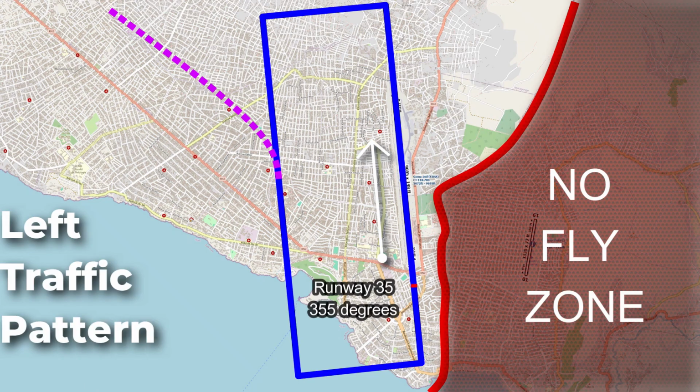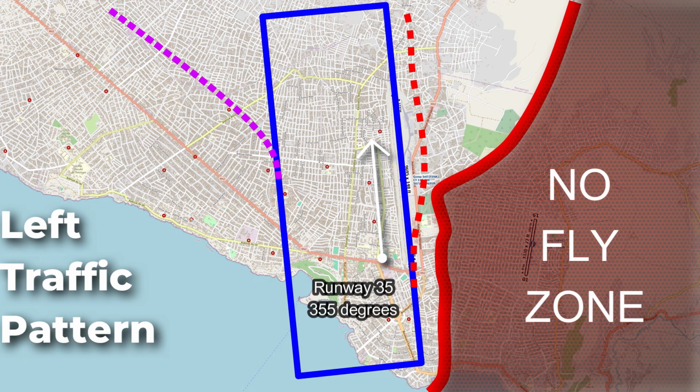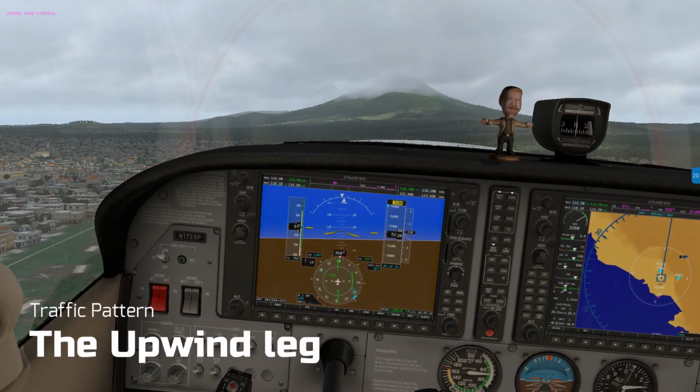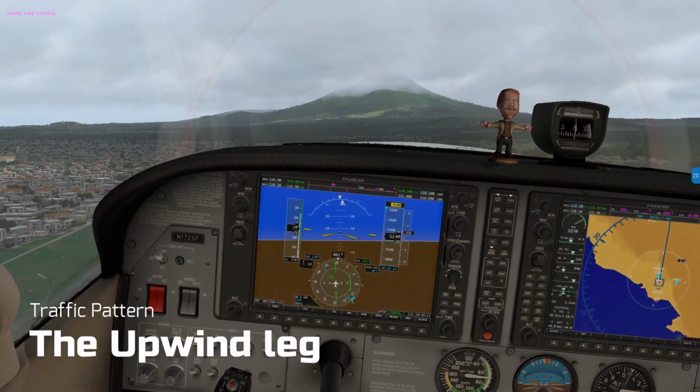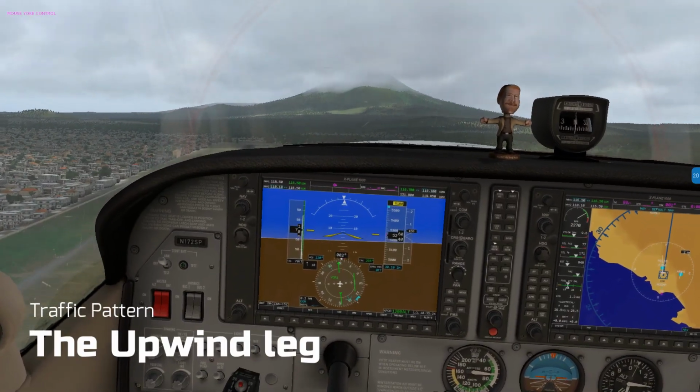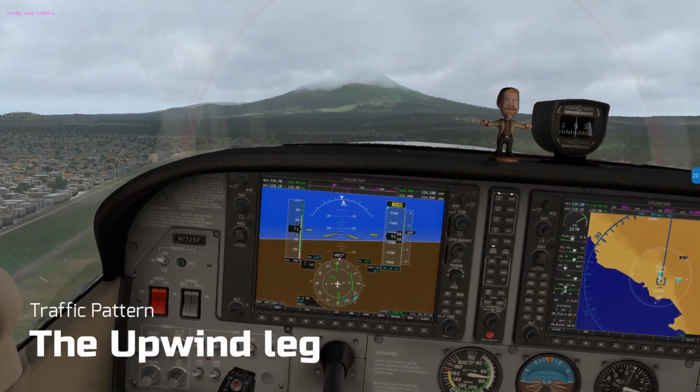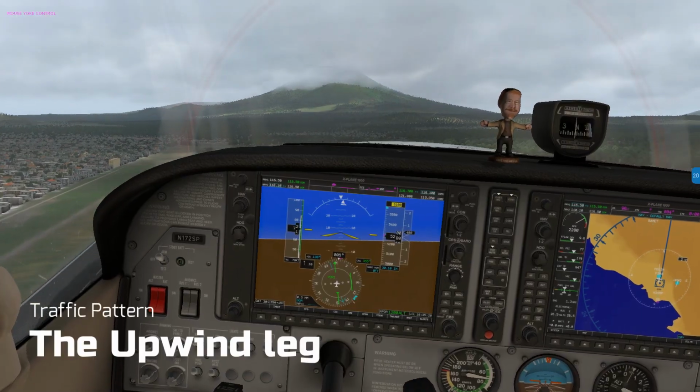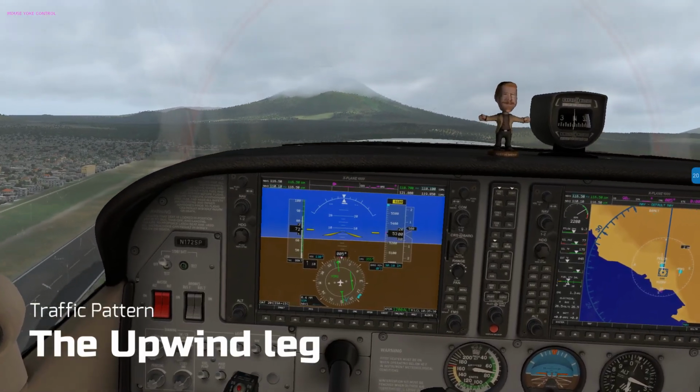So let's fly this leg. As I climb, I'm going to turn and head to the upwind side and join the upwind leg at a target heading of 355 degrees. At Goma International Airport, this leg officially cannot be flown because of its proximity to Rwanda's border. But it should be fine for us since I'm demonstrating right now.